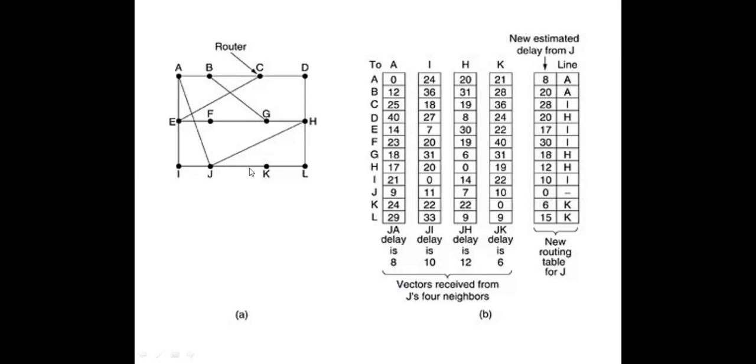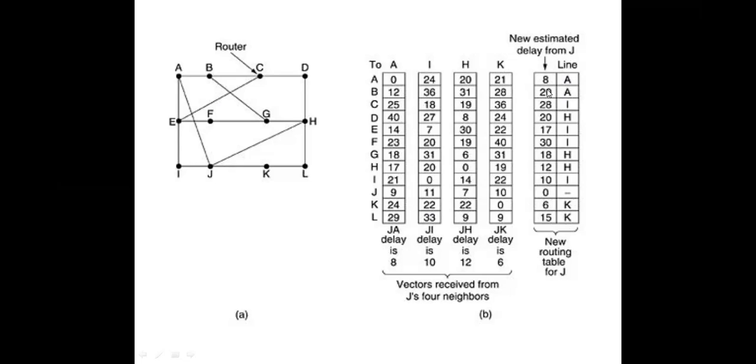What about J to B via K? J to K is 6 and then K to B is 28. 28 plus 6 is 34. So among these four, which one is the shortest? J to B via A, 20. So J to B via A is 20.